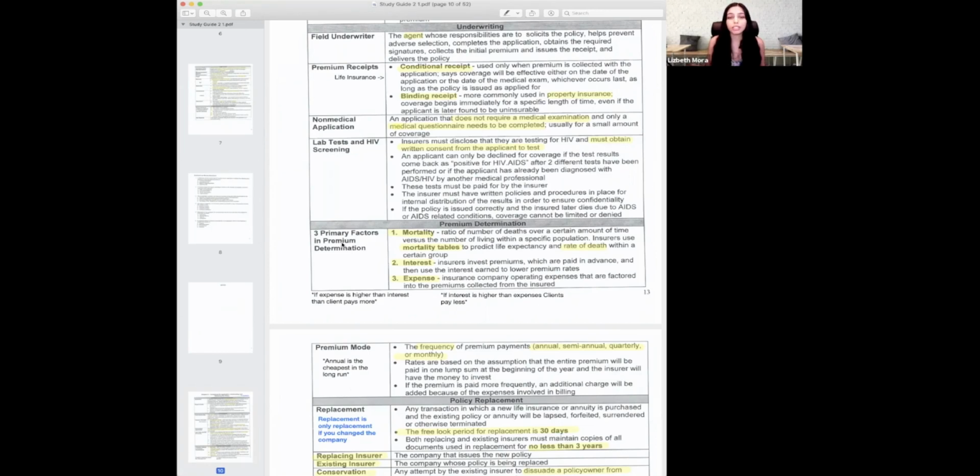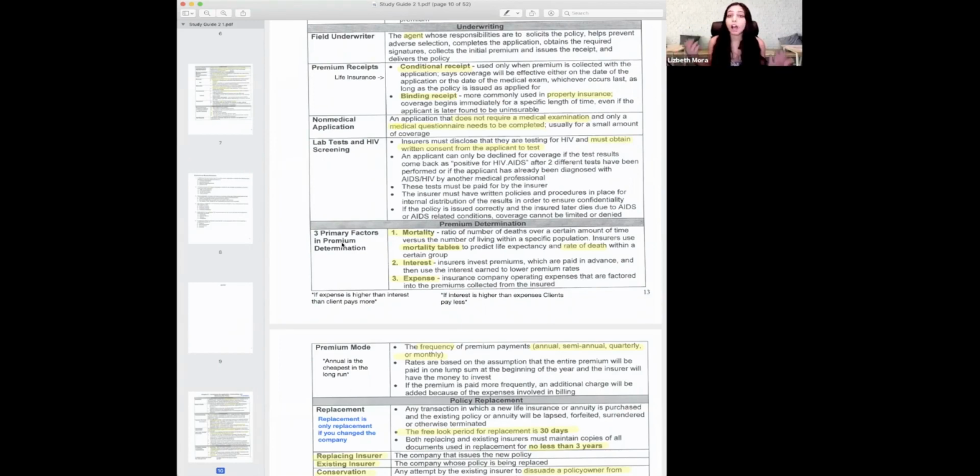So interest and expense. Let's say interest is high. Interest represents the money that the company has made, okay? And expense is the money that they're spending. So if interest is high and expense is low, the company is making a lot and not spending that much. That means they've made money, so most likely they don't need to charge their clients much.